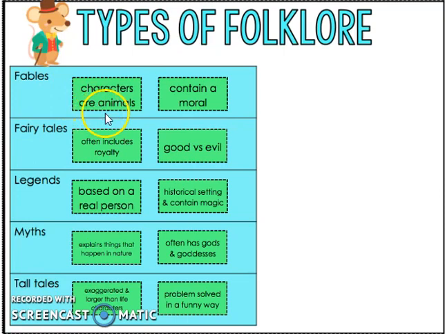In fables, the characters are often animals, and they contain a moral or a lesson for us to learn. Fairy tales often include royalty or kings and queens, princes and princesses, and there's often some type of good versus evil going on. Legends are usually based on a real person, and they're in some type of historical setting, meaning it happened in the past, and they often contain magic.